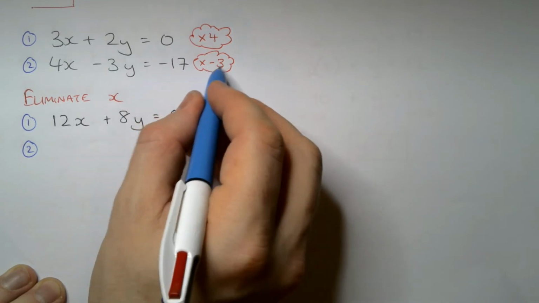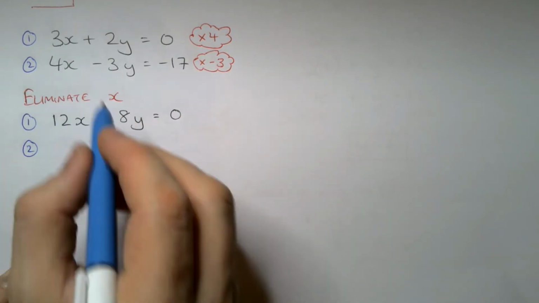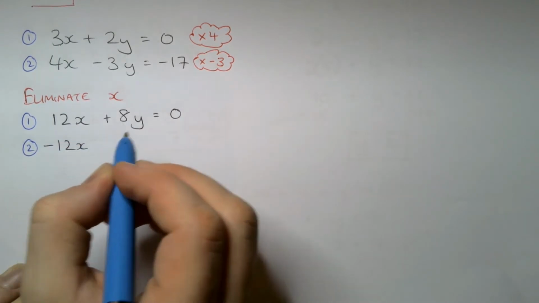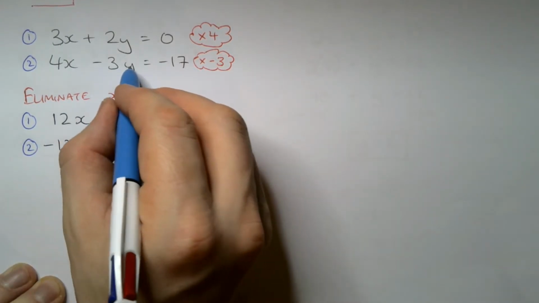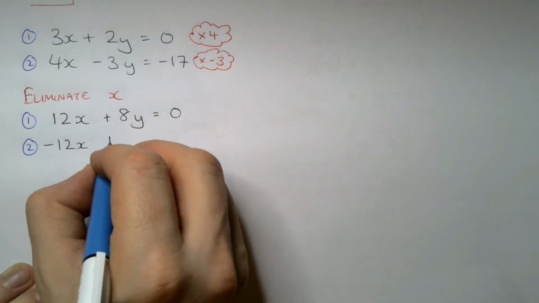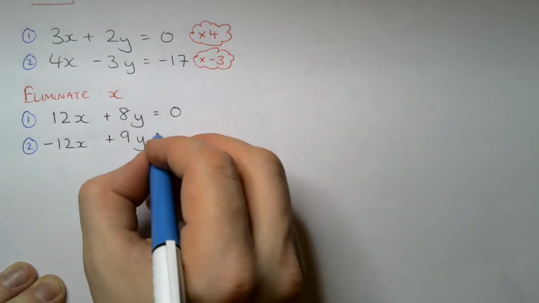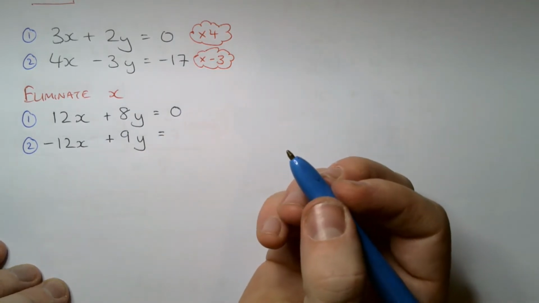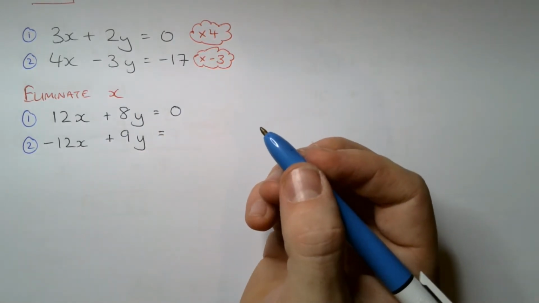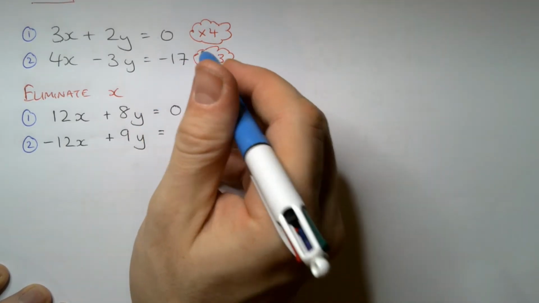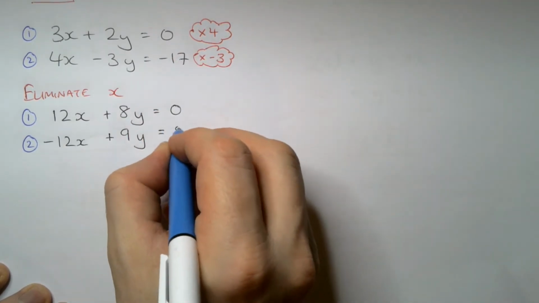Here, minus 3 by each of these. So minus 3 by 4x is minus 12x. Minus 3 by minus 3y is plus 9y. And minus 3 by minus 17. And definitely, don't be a champ. Whip out the calculator if you need to. There's absolutely no shame in double checking this on a calculator. But I think it's positive 51.